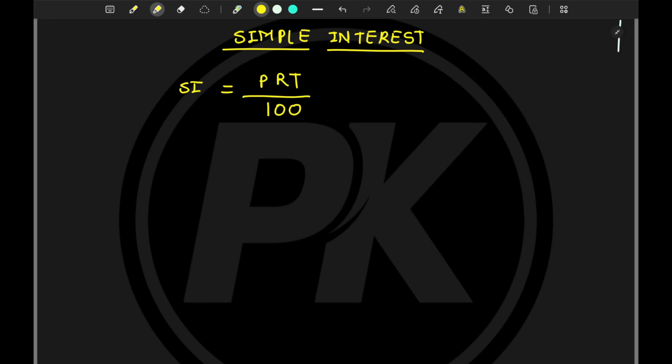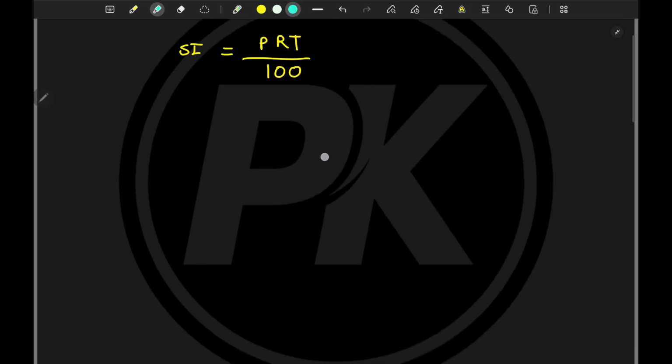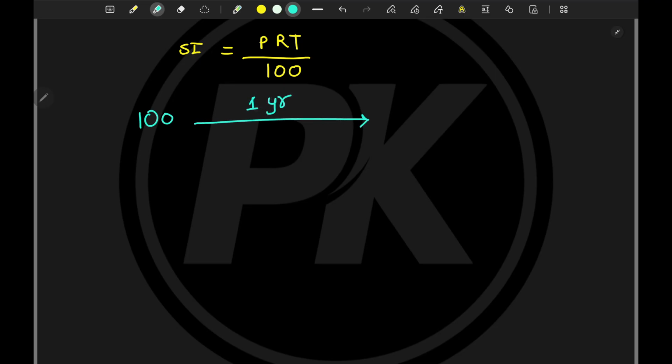Now, first of all, those who are very new to this terminology, first let's try to understand what P means, what R means, what T means, what SI means. Okay, so let us take an example here. Let's say I'm giving 100 rupees to someone, and I'm giving him or her that money for 1 year.